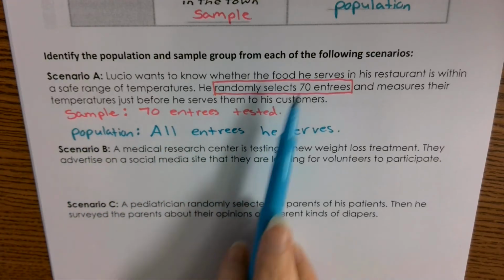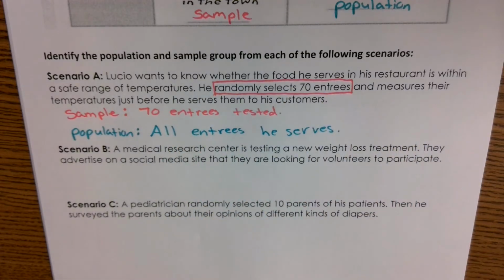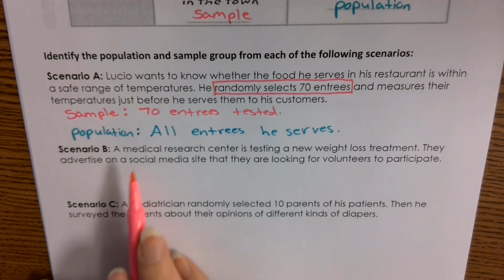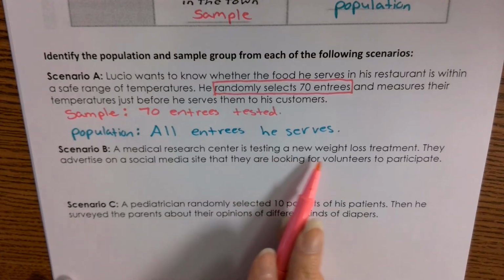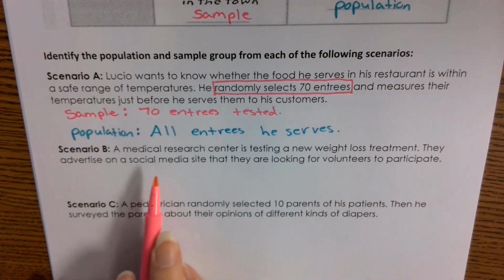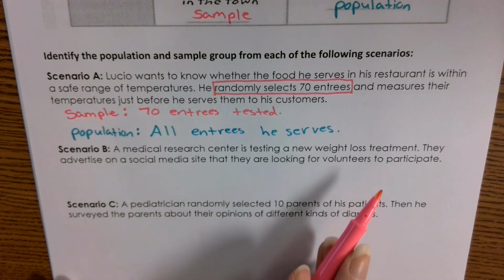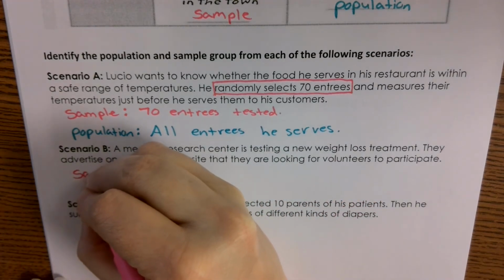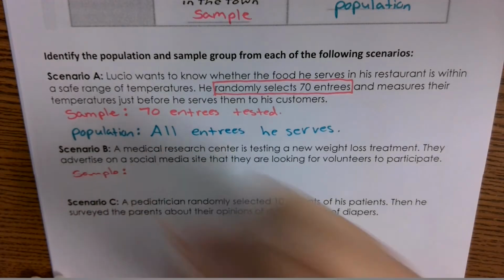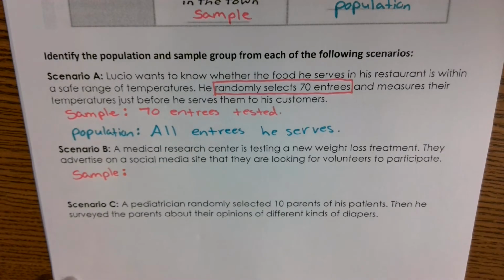So again, the sample was clearly stated in the paragraph. The population, I had to basically make an inference about what the population was going to be based off of the sample provided. Okay, same thing here. Scenario B. A medical research center is testing a new weight loss treatment. They advertise on a social media site that they are looking for volunteers to participate. So my sample, the only people who are going to be a part of this survey are who? The people who volunteer. Good.